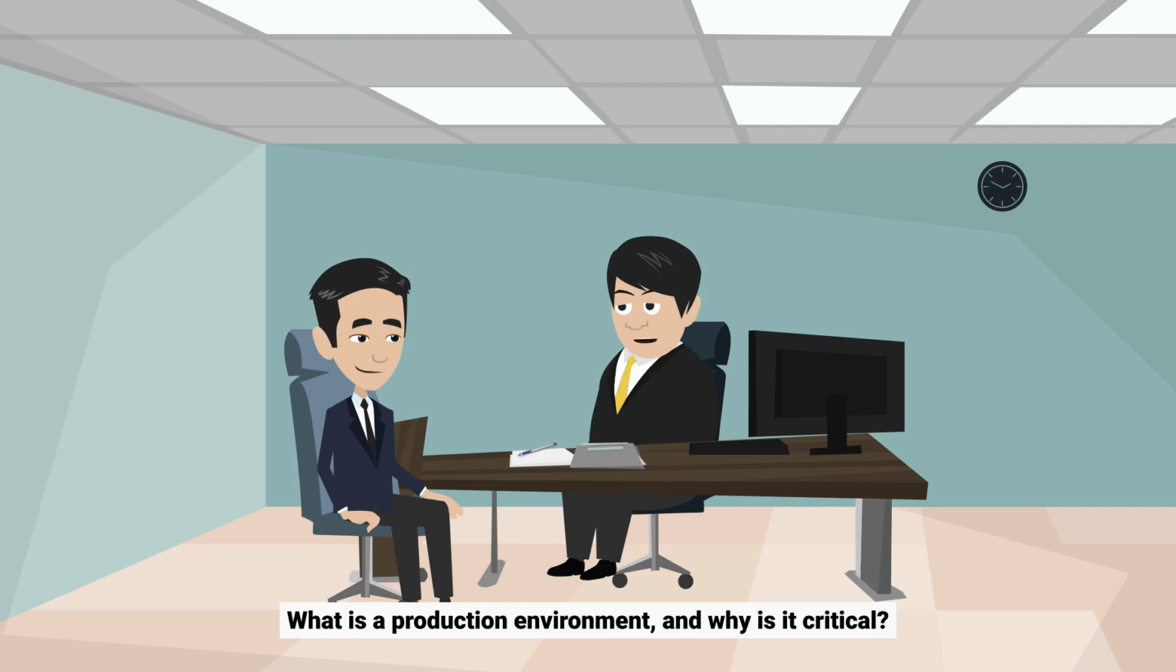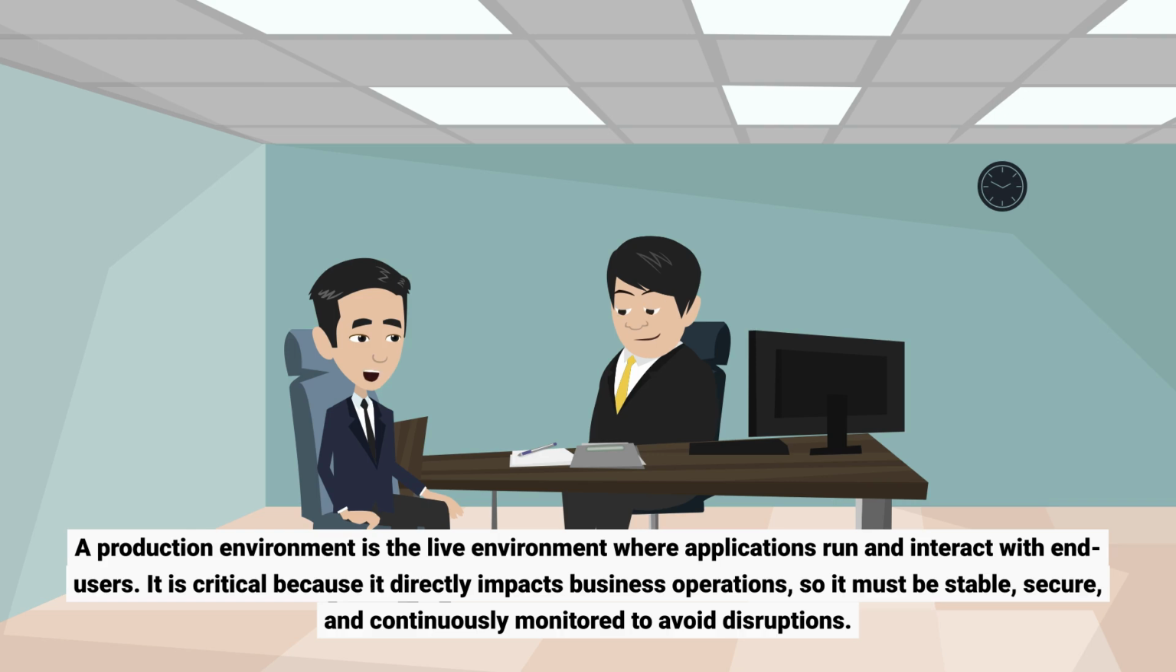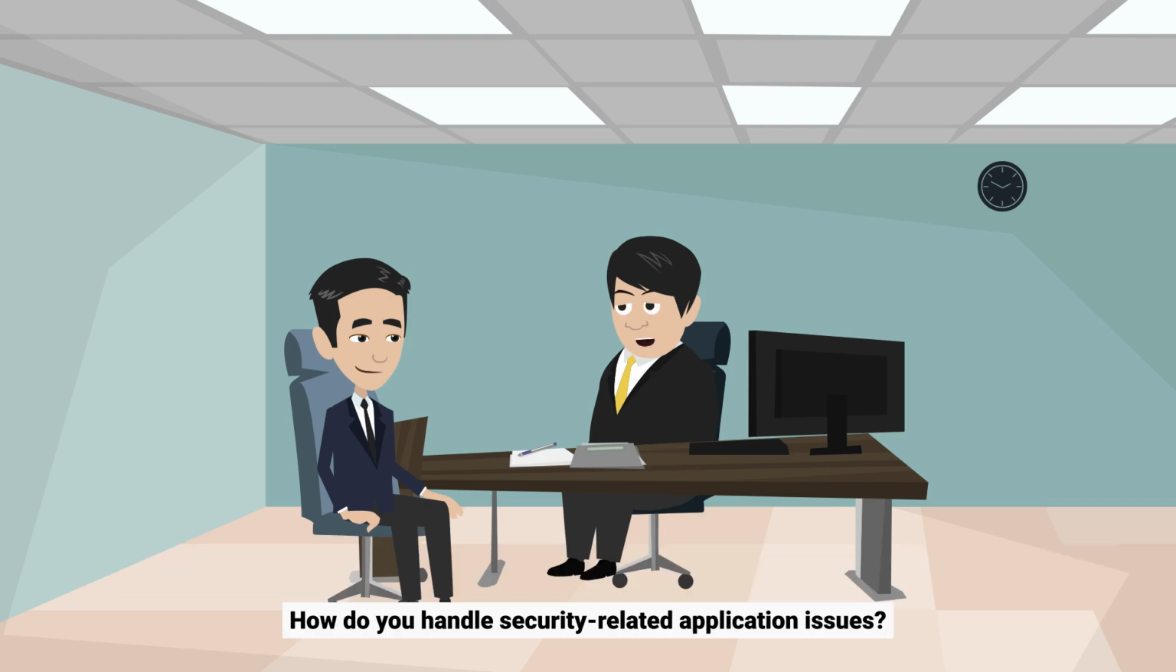What is a production environment, and why is it critical? A production environment is the live environment where applications run and interact with end users. It is critical because it directly impacts business operations, so it must be stable, secure, and continuously monitored to avoid disruptions.